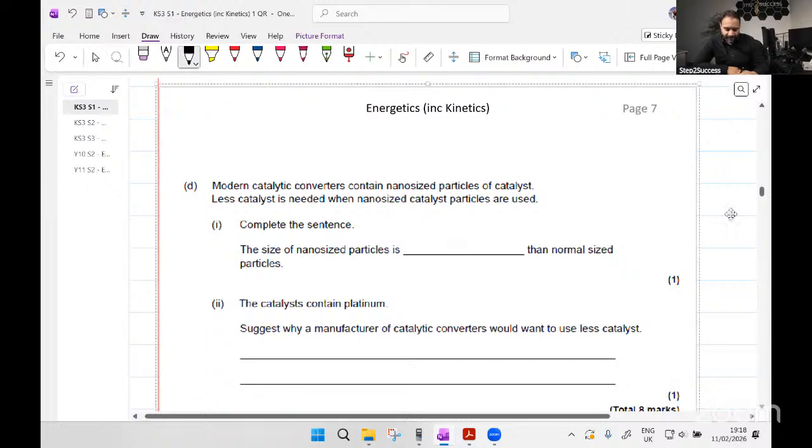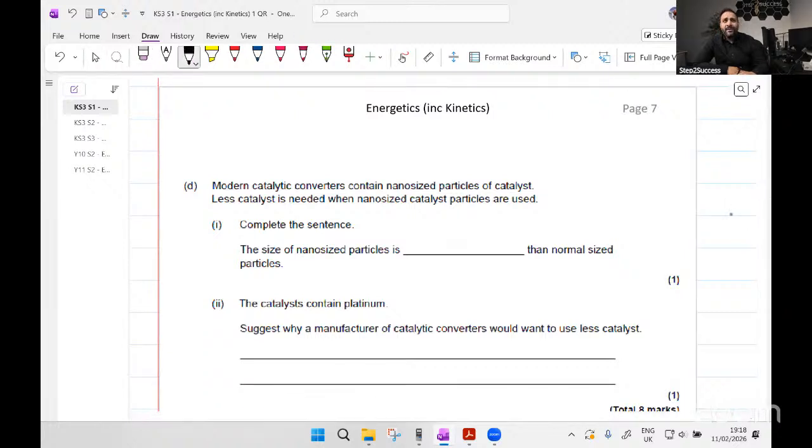All right. I mean, you could have got this without really knowing this. You wouldn't have done this in the lesson. But if I said something is nano-sized, what does that suggest it is? It suggests it's very small. Smaller than normal if it's nano-sized. Catalysts contain platinum, so that's why a manufacturer of catalyst would want to use less catalyst. Probably because platinum sounds expensive. Let me see what the answer is. Yeah. So the answer to the question is that it would be cheaper.